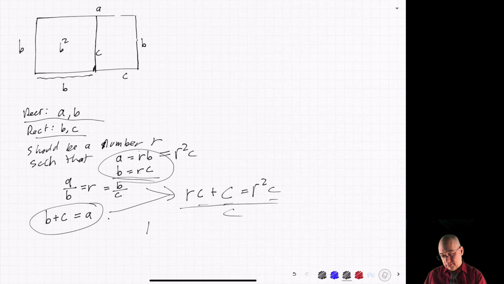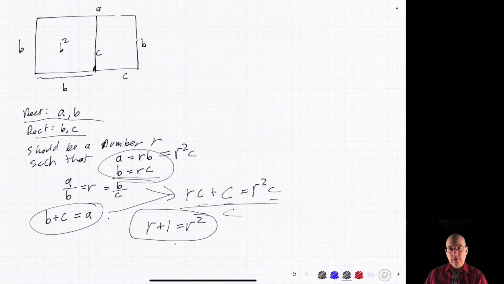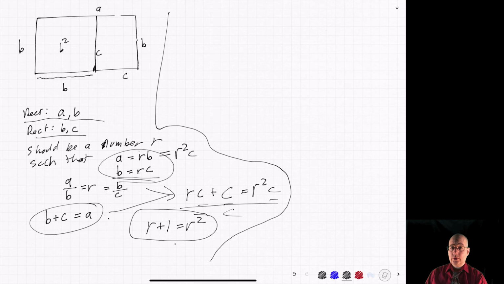Okay, R plus 1 equals R squared is our equation to solve. All right, so right off the bat, we know that there's at most 2 solutions. So this process with getting the same rectangle again going down only has 1 or 2 possible solutions already. That's what this is saying. As it turns out, we only have 1.